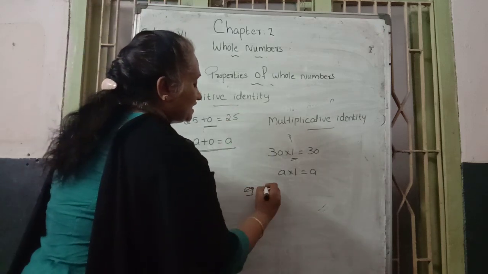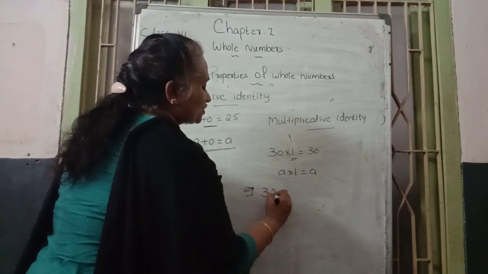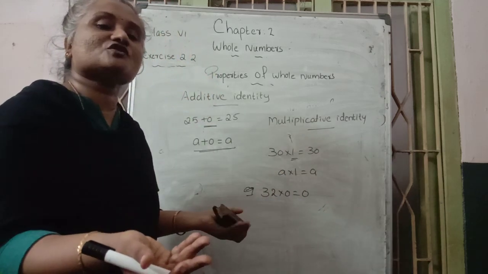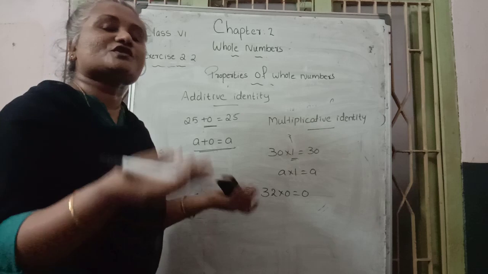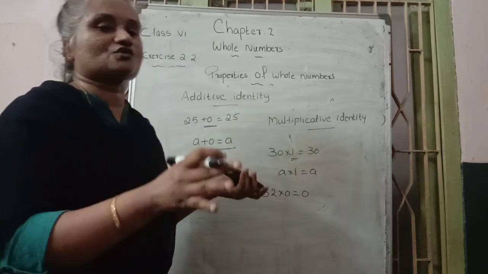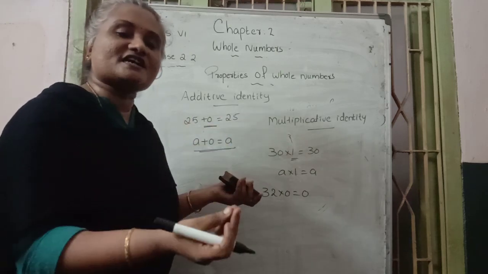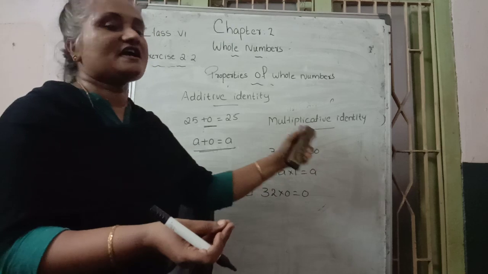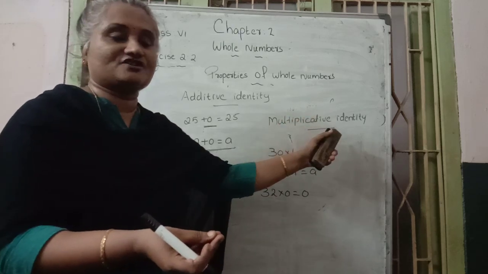Example, here 32 is multiplied with 0. What is the answer? 0. Or 1000 is multiplied with 0. What is the answer? 0. So that also, any number multiplied with 0, the answer becomes 0. Any number multiplied with 1, the answer becomes the same number itself. That's why 1 is the multiplicative identity.